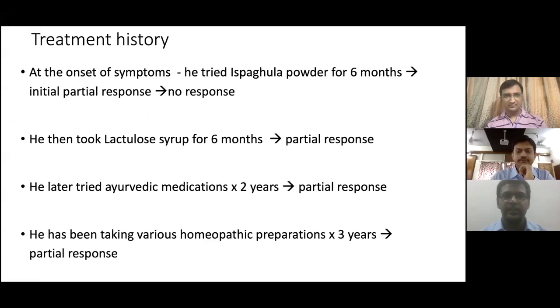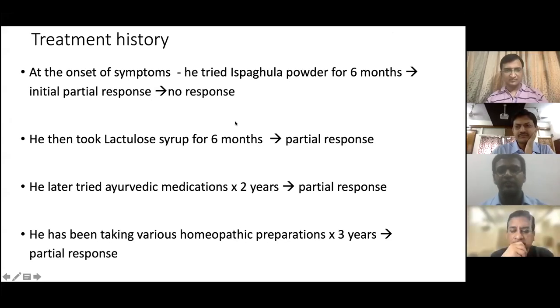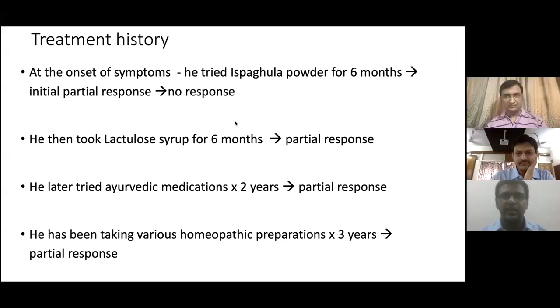Treatment history. At the onset of symptoms, he tried isabgol powder for 6 months. However, with this, he only had a partial response. His Bristol stool form increased to more than 3. He was passing stools around 3 times a week. However, he continued to have a feeling of incomplete evacuation of stools, and he still had to strain while passing stools. He later took lactulose syrup for around 6 months.